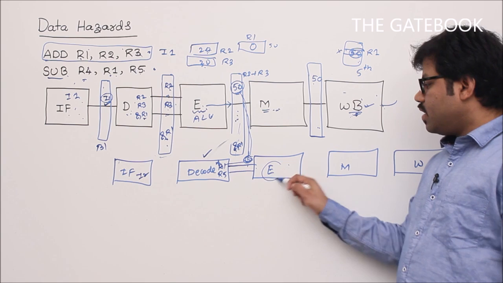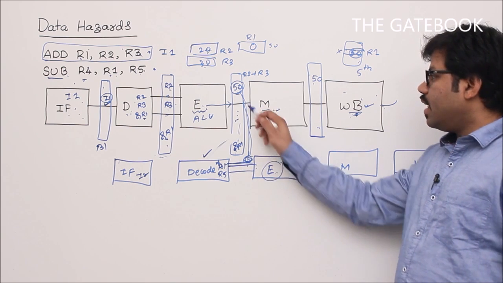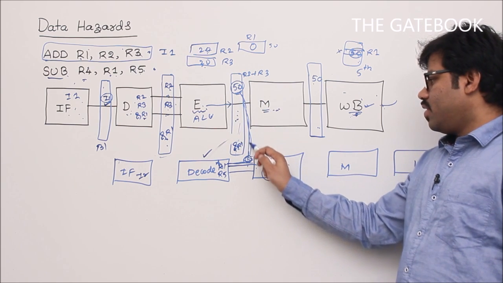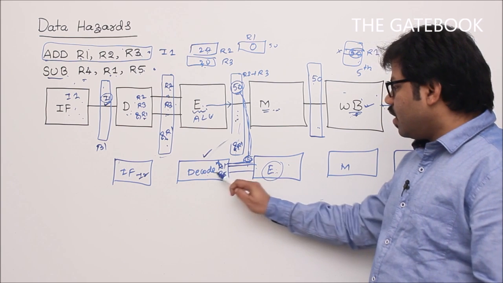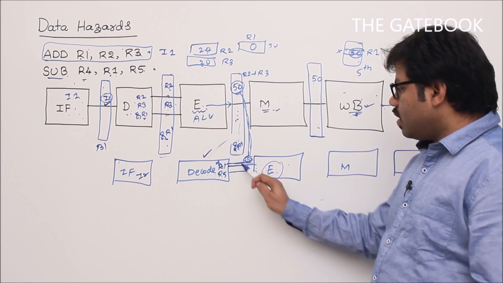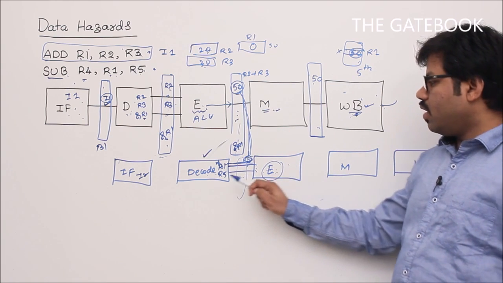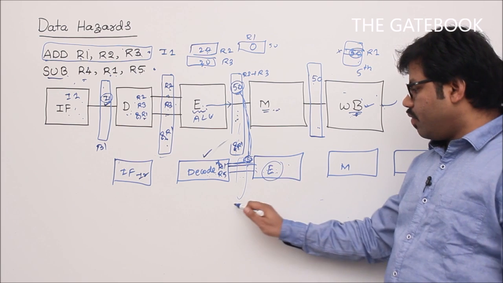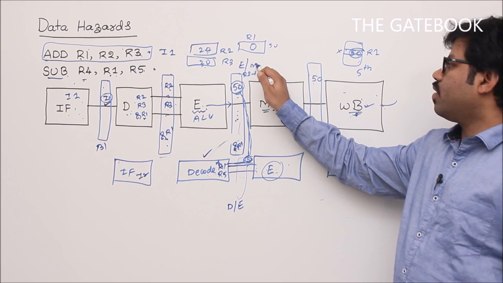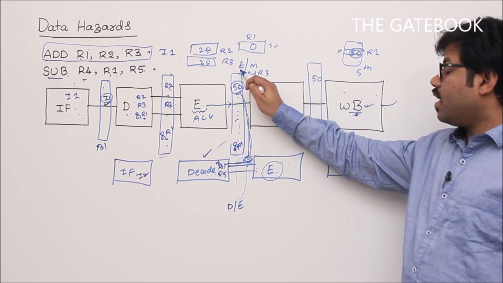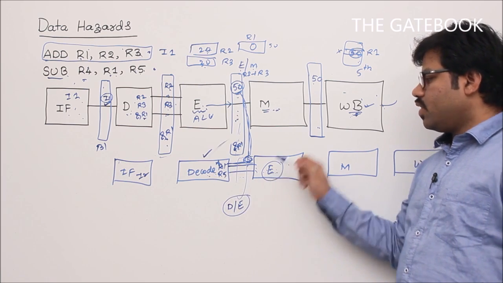Now see, this execution stage is going to take either data from the decode stage, otherwise data from this buffer. That means, finally, between decode and execution there is a buffer, right? We have to send this 50 to this buffer. What is that buffer? The decode execution buffer. And this one is the execution memory buffer. The data in the execution memory buffer should be forwarded to the data in the decode execution buffer.